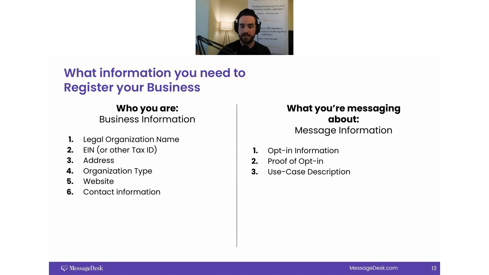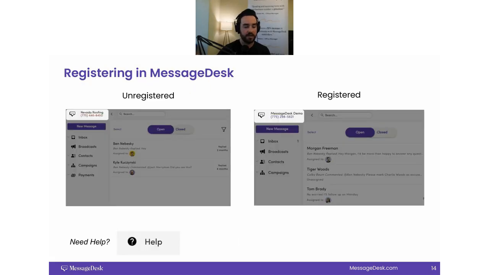So let's show you what this looks like in MessageDesk. If you log into your MessageDesk account, if you have one already, and if you don't, I encourage you to go sign up for a free trial and try it out, you will see something similar to what we see here on the screen. In the top left, you're going to see your business name or your workspace name and your phone number. So on the left is an unregistered number in MessageDesk. It's going to appear red in the top left there.